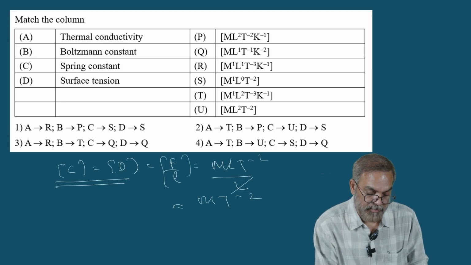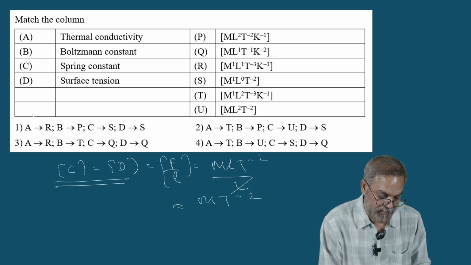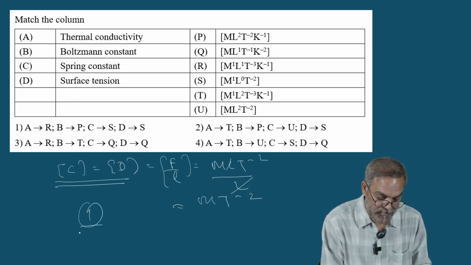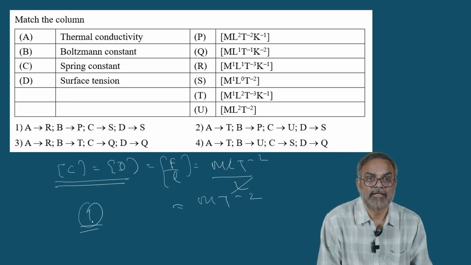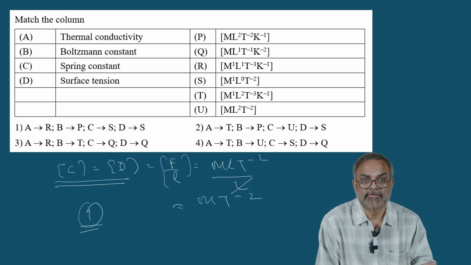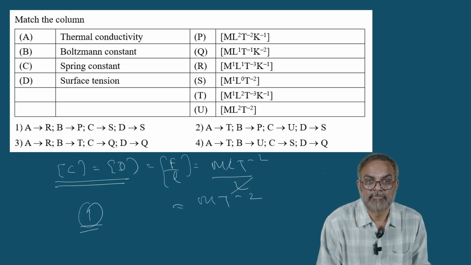Yeah, so that's perfect. So that means my answer is A. That is, sorry, that is option first. I need not check other options. I need not go into details of checking the options of thermal conductivity and Boltzmann constant.